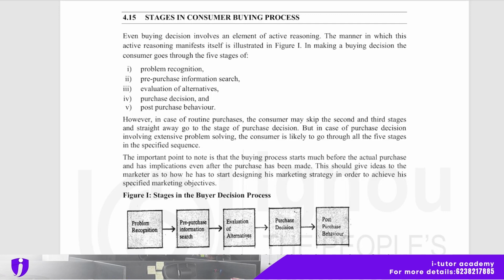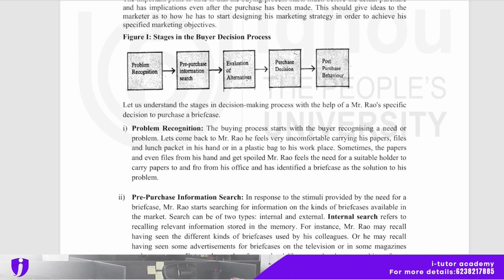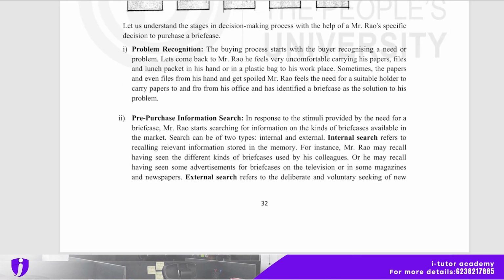However, in case of routine purchase, the consumer may skip the second and third stage and go straight to the stage of purchase decision. But in case of a purchase decision involving extensive problem solving, the consumer is likely to go through all the 5 stages in the specified sequence. So the first one is problem recognition. The buying process starts with the buyer recognizing a need or a problem, right? So your toothpaste is over, then there is a need to buy a new product, right?